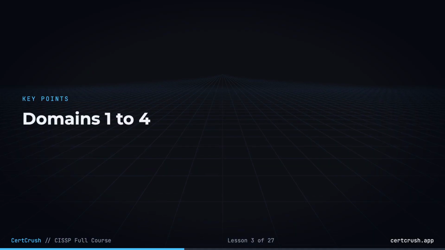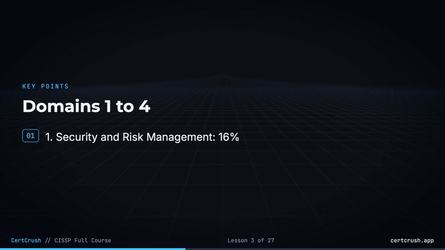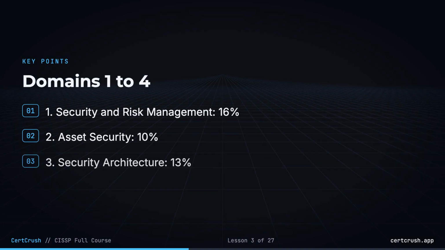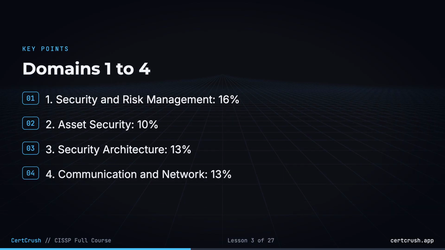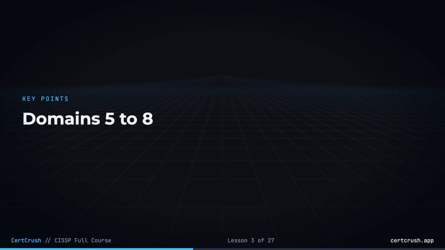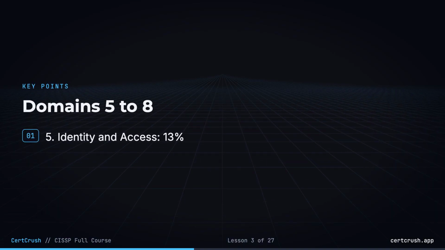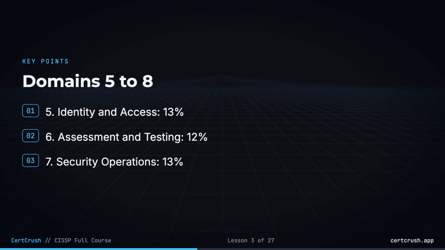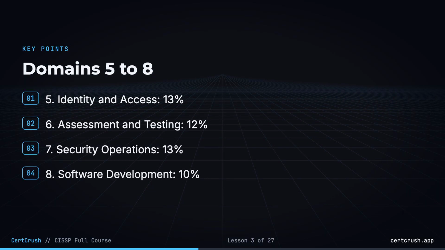Here are the 8 domains and their official weightings. Domain 1, Security and Risk Management, is 16%. Domain 2, Asset Security, is 10%. Domain 3, Security Architecture and Engineering, is 13%. Domain 4, Communication and Network Security, is 13%. Domain 5, Identity and Access Management, is 13%. Domain 6, Security Assessment and Testing, is 12%. Domain 7, Security Operations, is 13%. And Domain 8, Software Development Security, is 10%.